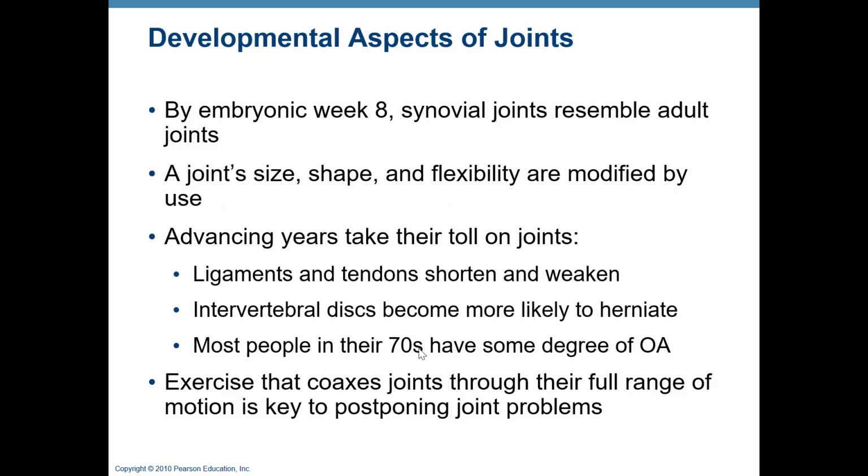Now, as you develop, it says by embryonic week 8, the synovial joints of the embryo resemble adult joints. A joint's size, shape, and flexibility are going to be modified by its use. And again, normal wear and tear is going to occur on the joints as we get older. Ligaments, which are bone-to-bone connections, and tendons, muscle-bone connections, will get shorter and weaken. You're more likely over time, where you have your disc in between your vertebrae, where compression occurs, they may come out of alignment, which is to herniate.